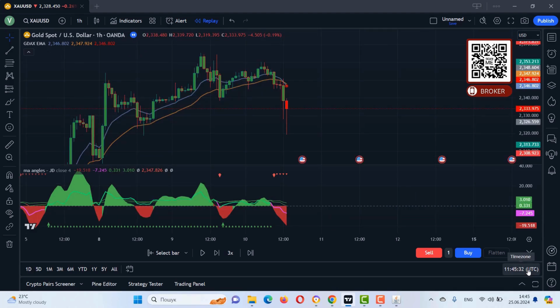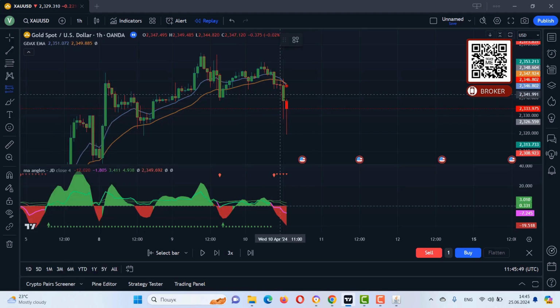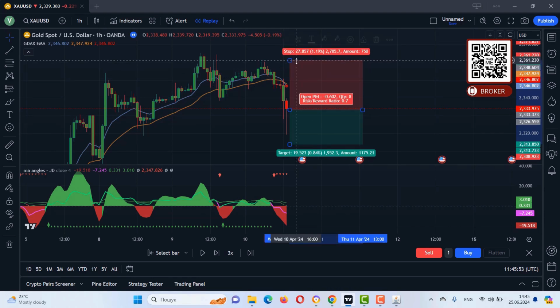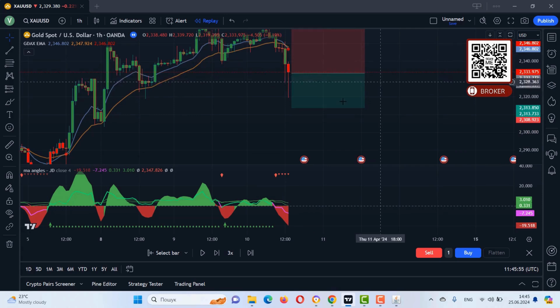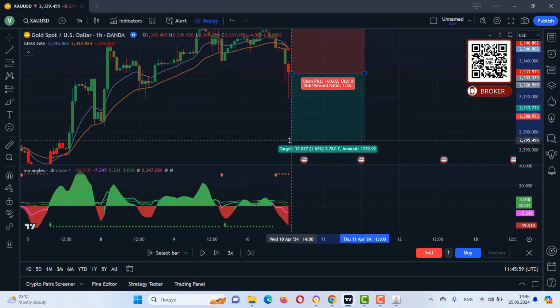Now let's examine another example akin to the previous one. What do we observe here? We have an indication of the intersection of 2 lines, the emergence of a fresh red signal, and here it is, highlighted in red. Open a sell order accordingly. Set a stop loss and take profit.